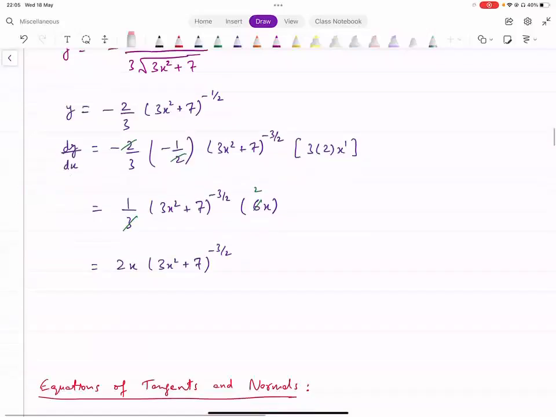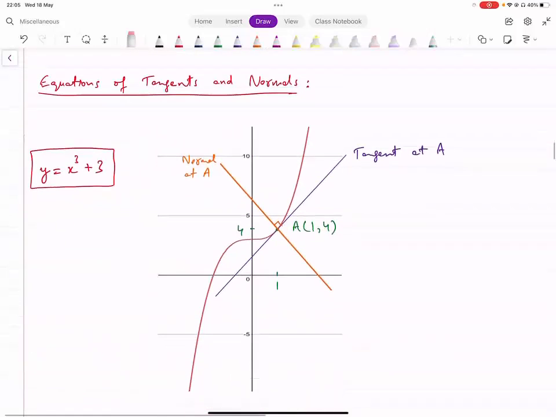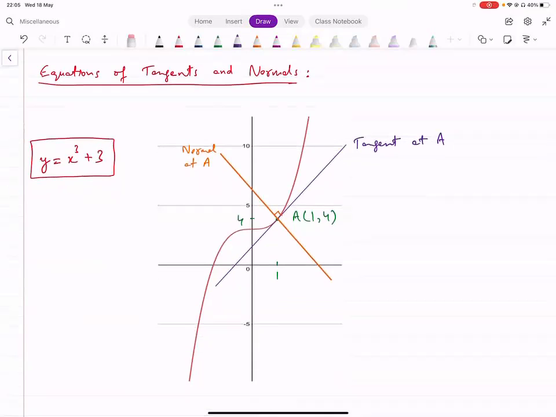Okay, now what applications does it have? You can use differentiation to find equations of tangents and normals. And that's one thing that we can do using this. So let's say you have to find the equation of a tangent at a particular point. You've got this curve y equals x cubed plus 3. You've got this point here, point A point के ऊपर. What you want is you want to find the equation of the tangent.